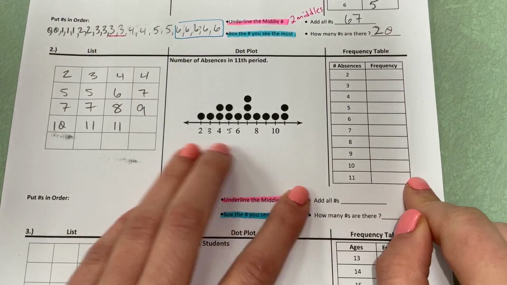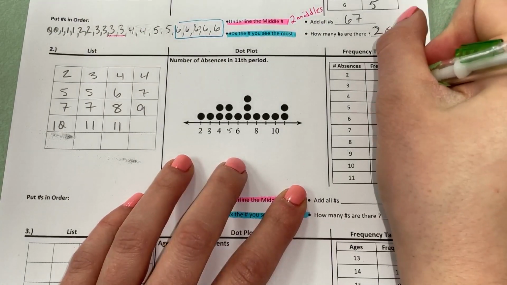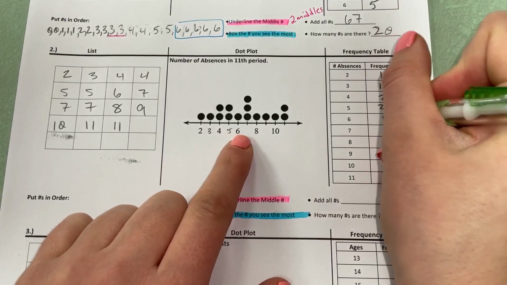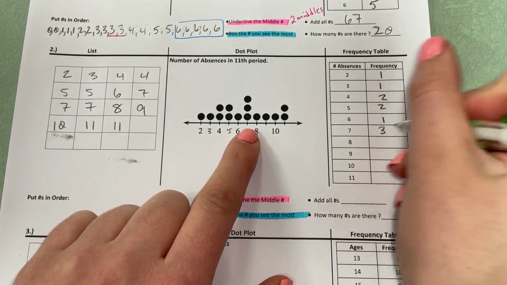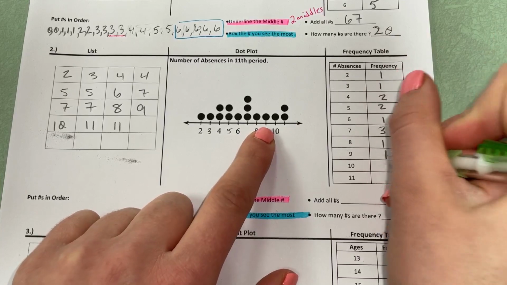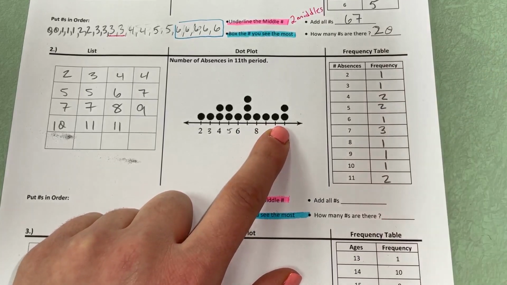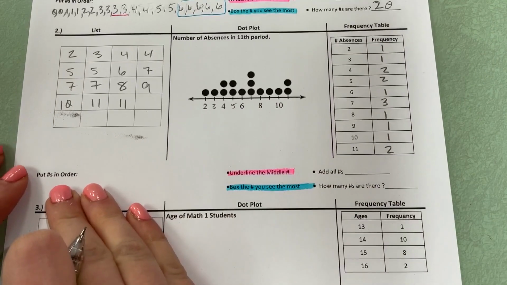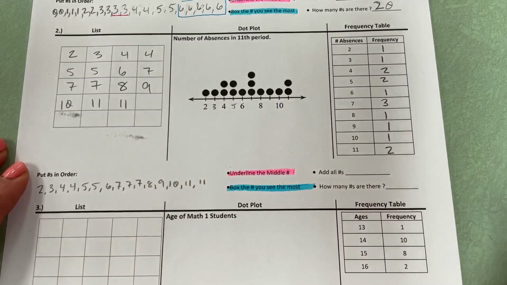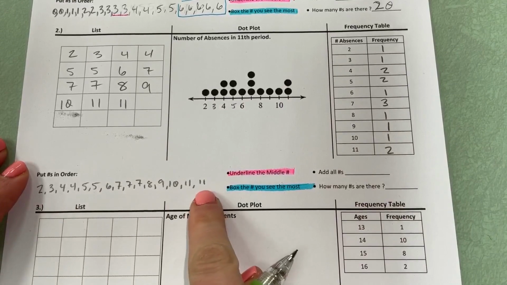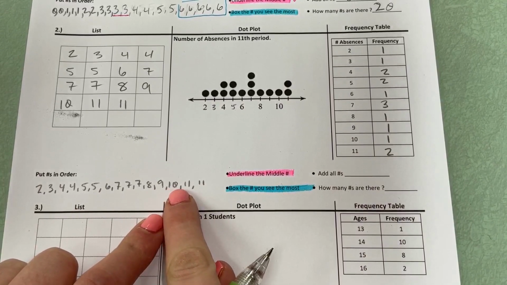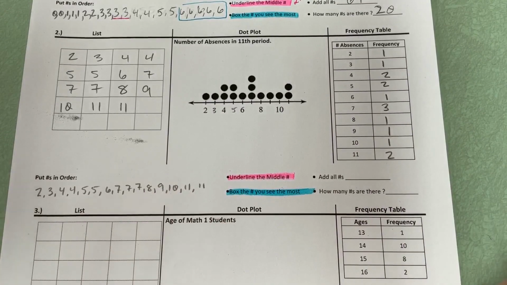Now my frequency table, I had 1 2, 1 3, 2 4s, 2 5s, 1 6, 3 7s, 1 8, 1 9, 1 10, 2 11s. And now I'm gonna write these in order, and I'm gonna do that really quickly. All right, and I put the commas in between because especially when I get to double digits, I don't wanna accidentally think this is a 1 and this is a 0. That would be no good.